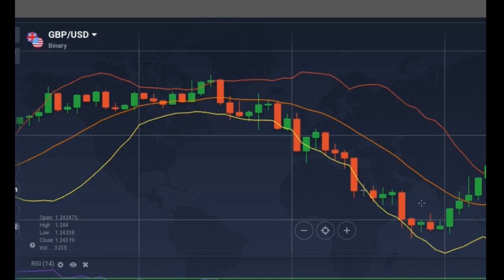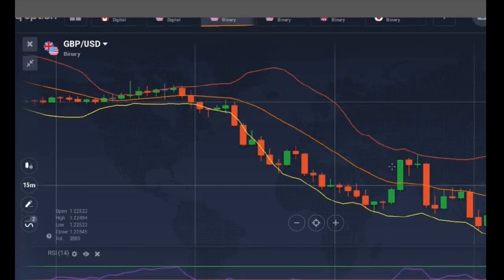Always wait for price to retrace and cut back to the upper body or the lower body of the confirmation candle. Okay, so let's move on.